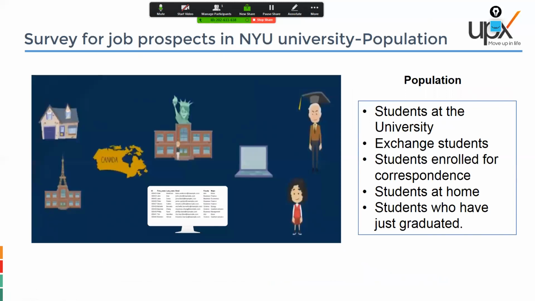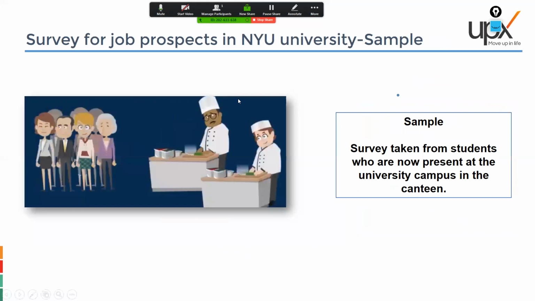Okay, now let us look at probability values when it comes to a population. Take a survey for job prospects at New York University. The population is students at the university: exchange students, students enrolled for correspondence, students at home, students who have just graduated. So all this, right? Your job is to survey these different categories of people for job prospects at New York University.